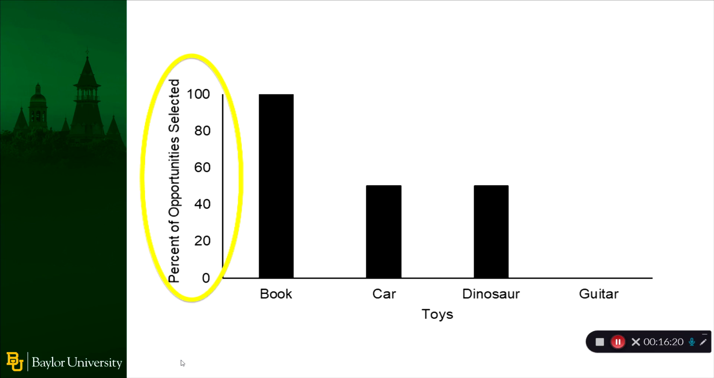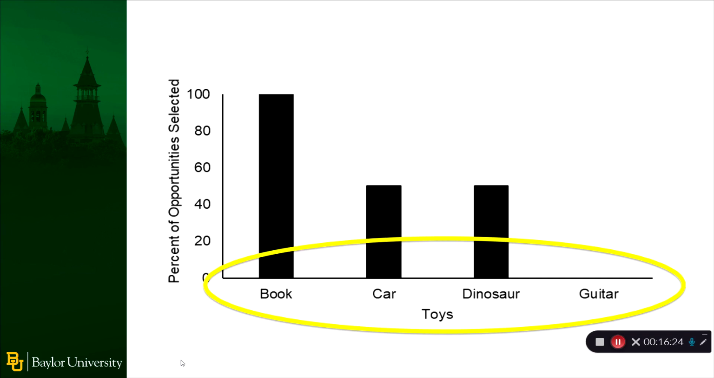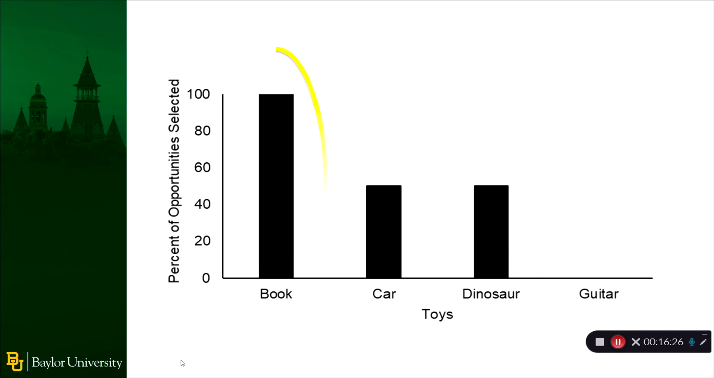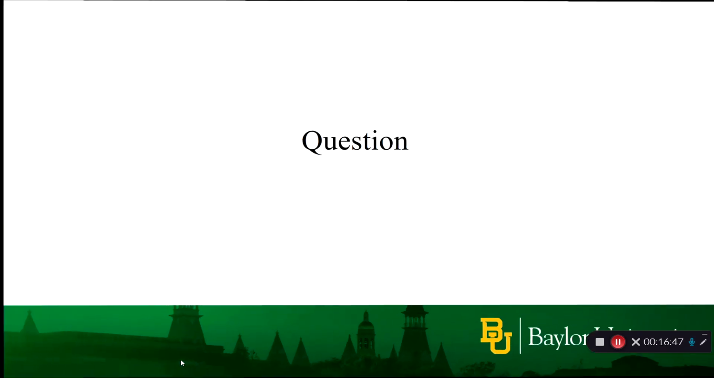On the left, you'll see percent of opportunities selected. And across the bottom, you'll see the various toys presented. And it's easy to see with just a glimpse that the book is her most preferred item. It was selected 100% of opportunities. And that guitar is not preferred because there's no data here. She never selected the guitar out of any of the opportunities to select the guitar.